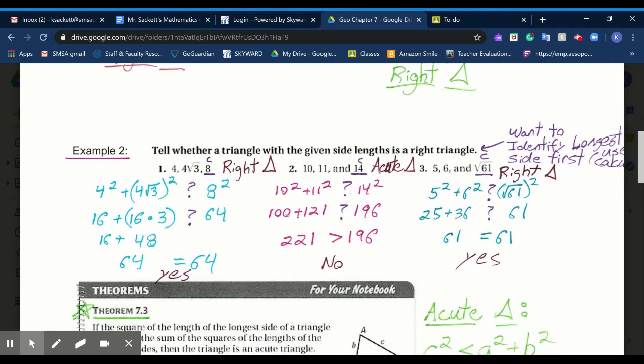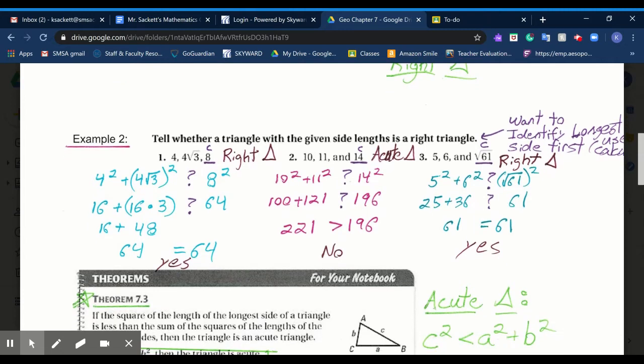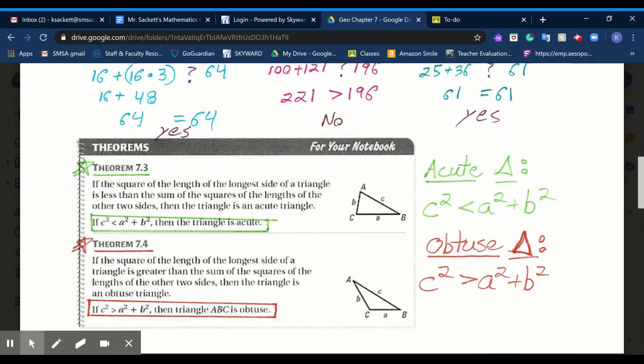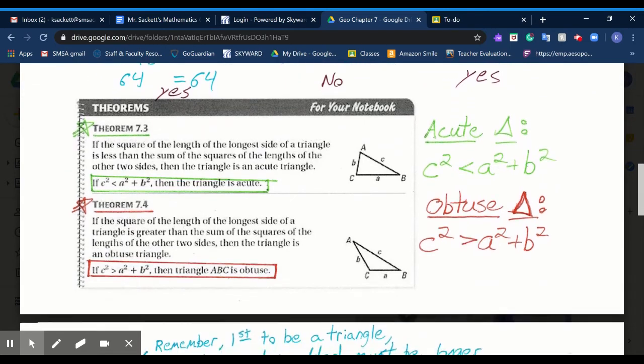So in example 2, they want us to tell whether a triangle with the given side lengths is a right triangle. Now, what we are also going to look at is if it's not a right triangle, is it acute or obtuse? So before we do the parts 1, 2, and 3 here, for example 2, we're going to look down at theorems 7.3 and 7.4.